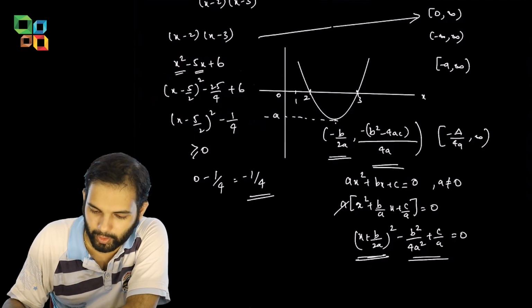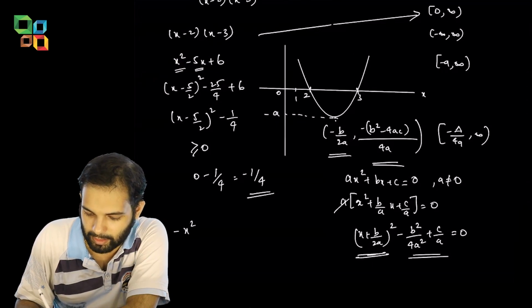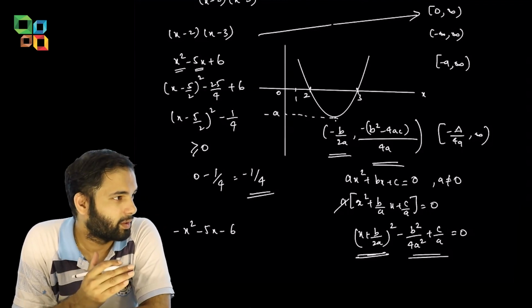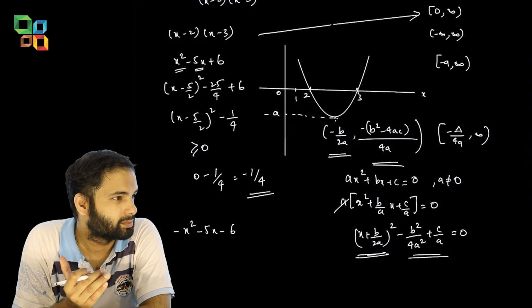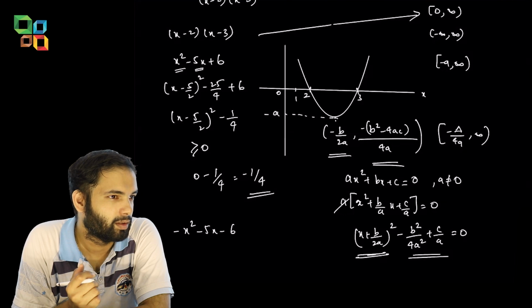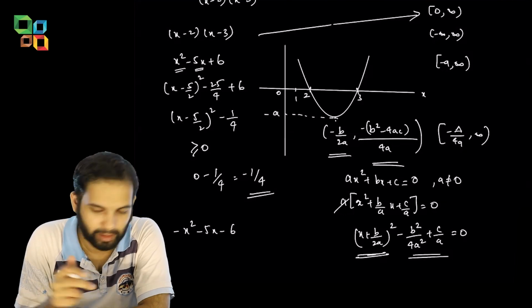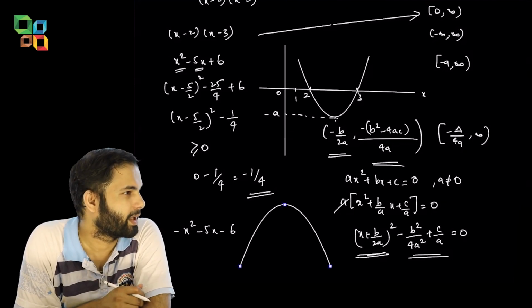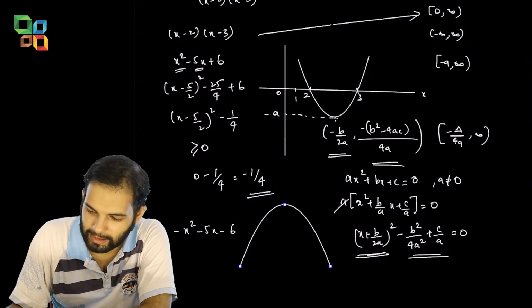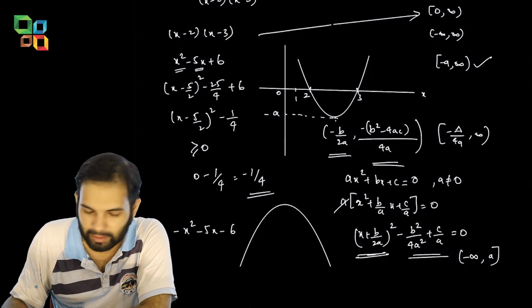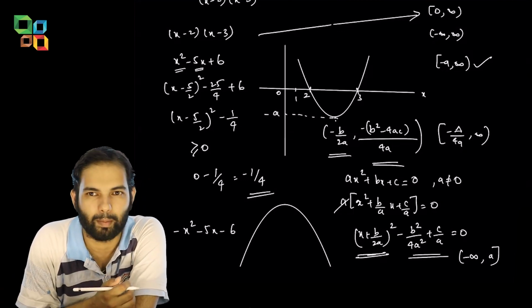Now, if your quadratic equation is something like this, minus x square, say minus 5x minus 6, what will you do? You take the minus sign outside, but will you get a minimum value now? Will you get a minimum value? Yes, the graph will be upside down. Your graph will be something like this. So you won't get a minimum value, you'll get a maximum value. Minimum value is minus infinity. Here also, see, maximum value is infinity. Here the range will be minus infinity to some a. A might be positive or negative, it doesn't matter.